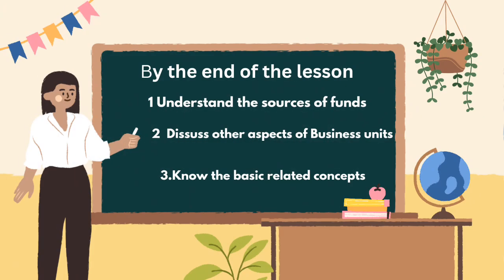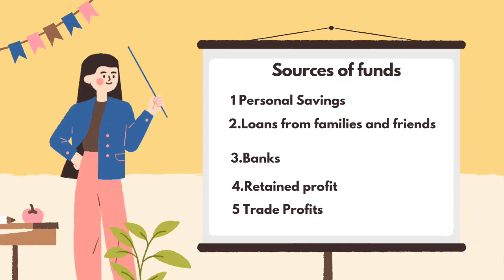Let us start with the lesson objective. By the end of this lesson, you will understand the sources of funds for each of the business units we'll be discussing. Number two, we'll also be discussing other aspects of the business units which we were not able to cover in the last lesson. And number three, you will understand the basic related concepts such as amalgamation, cartel, and others.